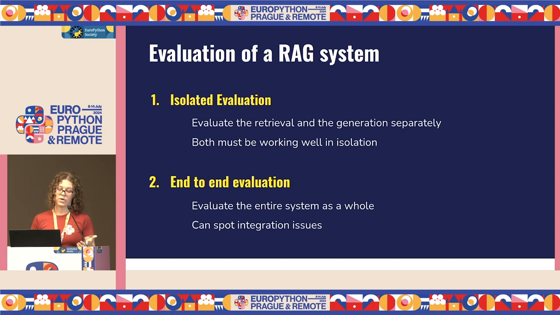But the other method, end-to-end evaluation, which means to evaluate the entire system from the question to the answer as if the RAG application was a black box, is also very useful, and it can spot issues that you might not be able to spot in isolated evaluation, because it can spot integration issues. For example, it can spot issues with the RAG prompt or something that goes on in the way you pass the context to the LLM. So both are useful in different ways. And especially when you're starting, you might want to do a little bit of both, and then you can choose which one is most important for the type of application you're making.